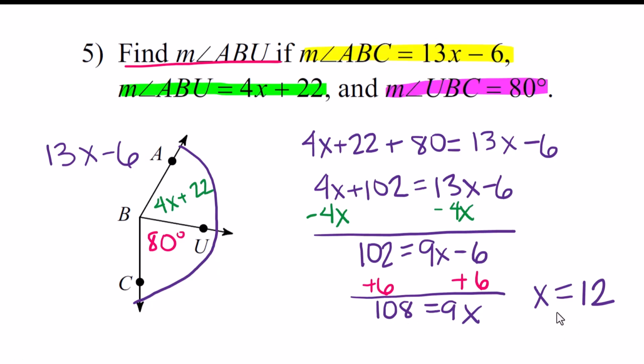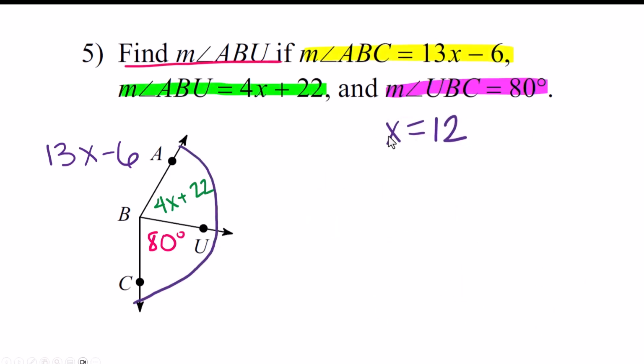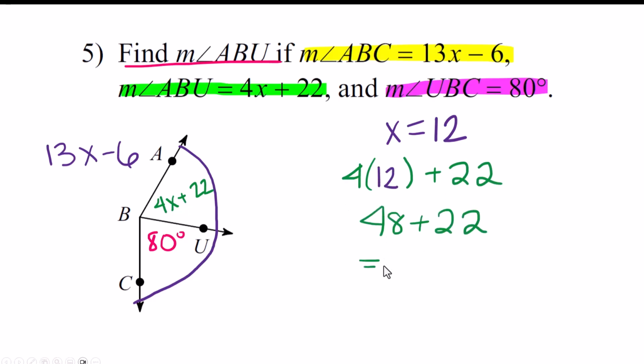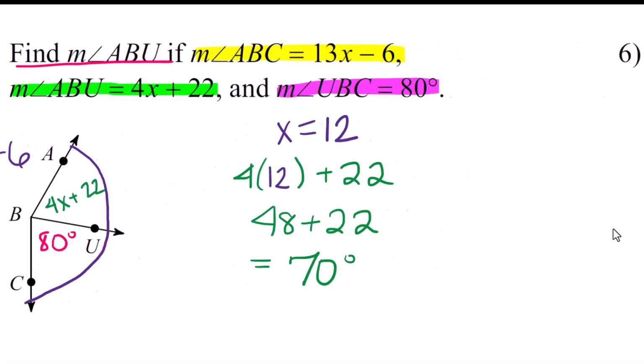Now, one of the most common dumb mistakes you'll make in geometry is you're going to feel like you're done right here when they really want you to plug it in. So make some room. We have to take this x equals 12 and we need to plug it into 4x plus 22. Easy math, easy math. Answer is 70 degrees. All right, here comes one like this with different numbers for you to try.